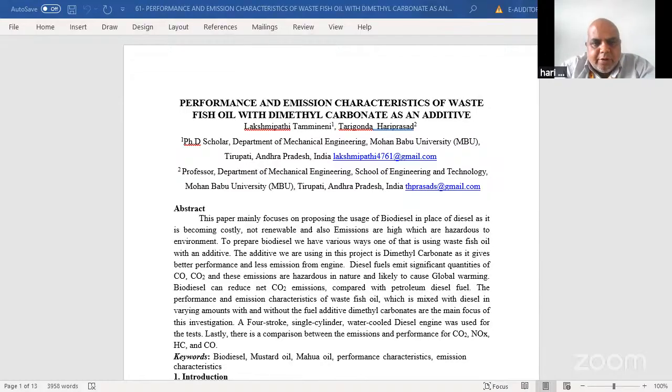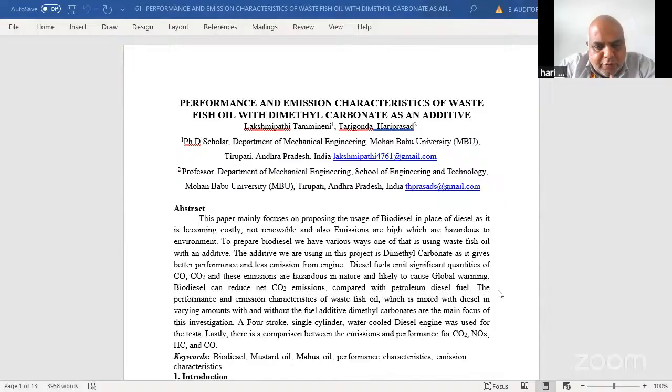Why have I selected waste fish oil as a biodiesel resource? India has a very long coastline, so there is plenty of availability of waste fish oil. Waste fish products are collected and converted into fish oil. Later, with the transesterification process, we converted fish oil into biodiesel.